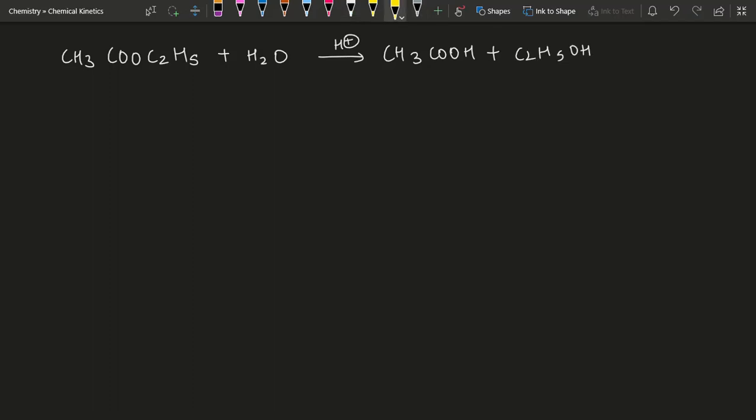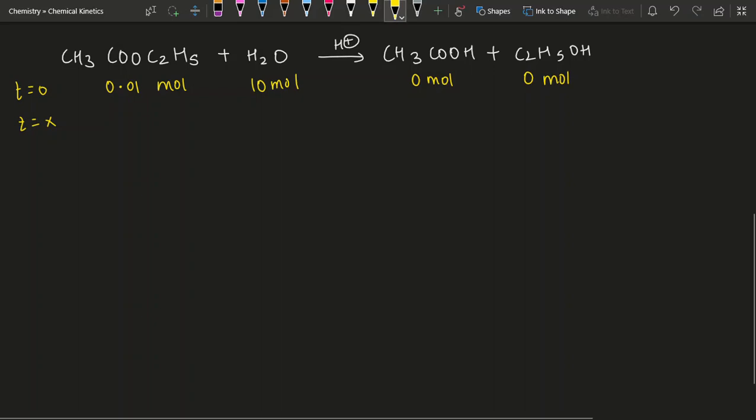The kinetics of this reaction is really interesting. So initially you start with some concentration of this ethyl acetate, and it's a relatively small concentration. And to it you add a huge amount of water. Water is in excess, and initially there are 0 moles of both of the products. And let's say after some time, t equals x seconds, all of the ethyl acetate has been converted into the product. So here you are left with 0 moles.